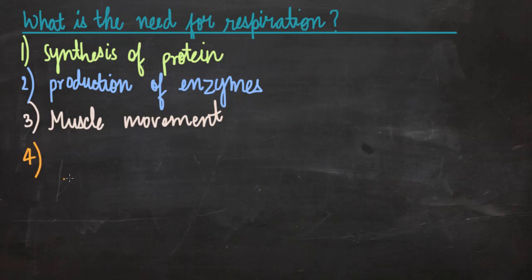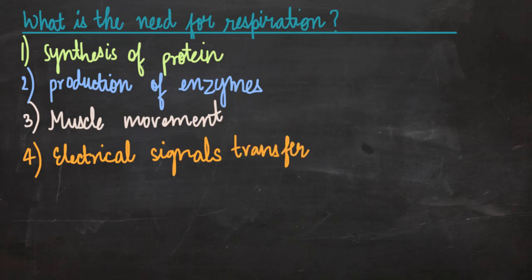The fourth thing is that various electrical signals get transmitted in our body through neurons or nerve cells. For those electrical signals to be transferred, a lot of energy is used up by the neurons. The fifth point is that cells keep on dividing to form newer cells. For this process, the cells again need a substantial amount of energy.